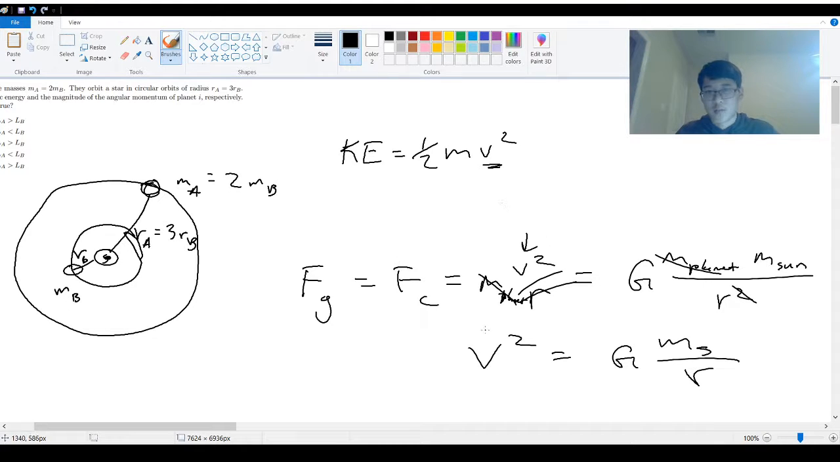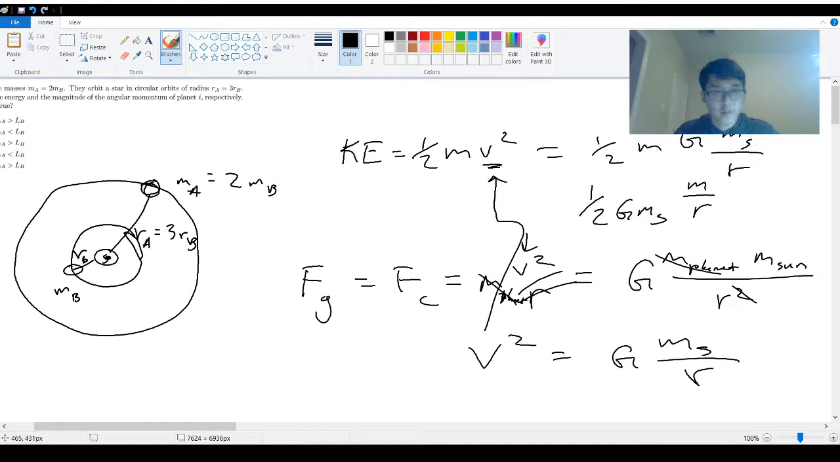So if we plug that in here, kinetic energy is 1/2 m G Ms over r. I'll put all the constants to one side because we don't need to worry about them. So that's 1/2, G and Ms. They're all constants, but the only things that are variable between these two planets are the mass and the radius. So you can see that kinetic energy is directly proportional to mass over r, right?